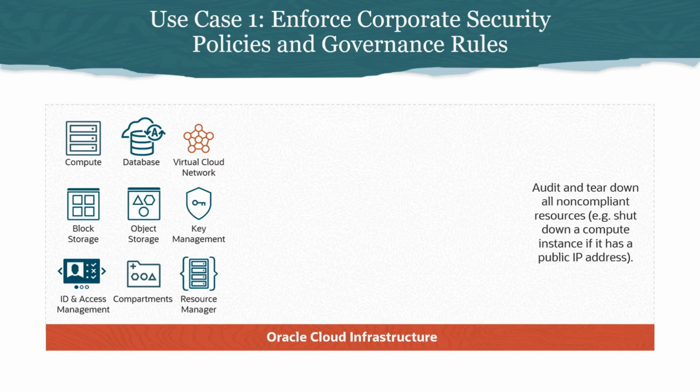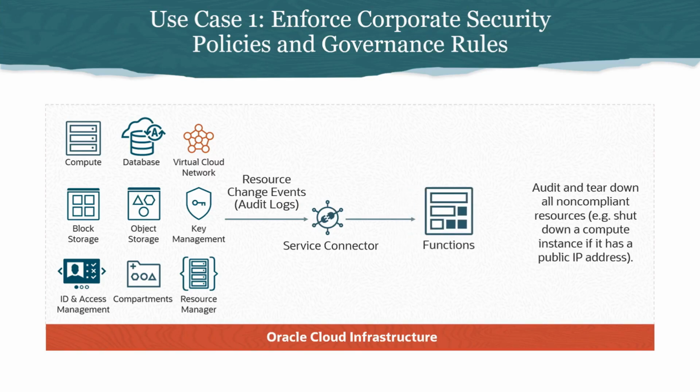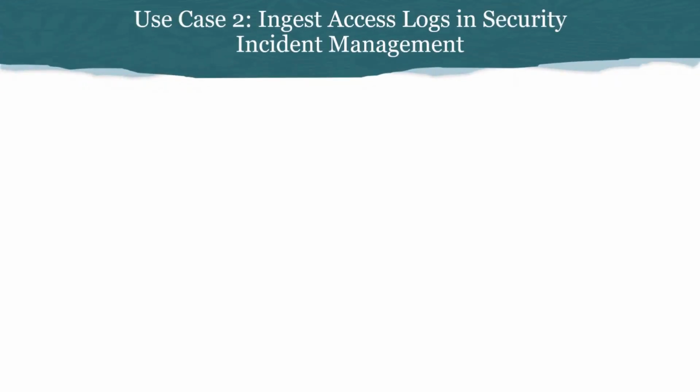For example, you might want to ensure that no compute instances with public IP addresses are created. Using audit logs, a service connector, and a function, you can identify and shut down any non-compliant compute instances. Let's look at the second use case.